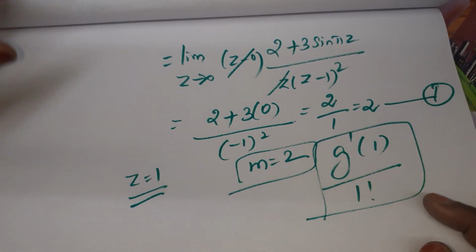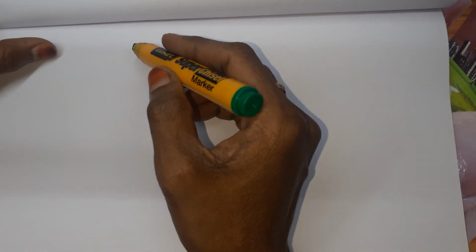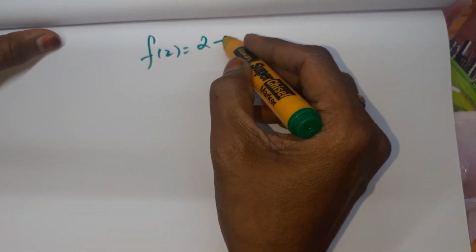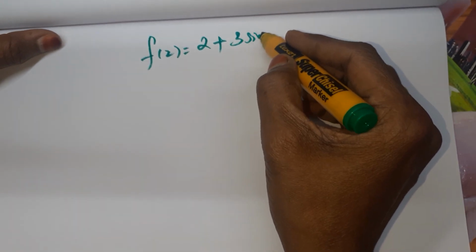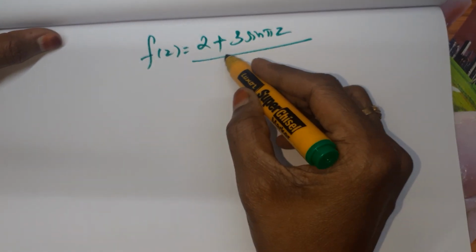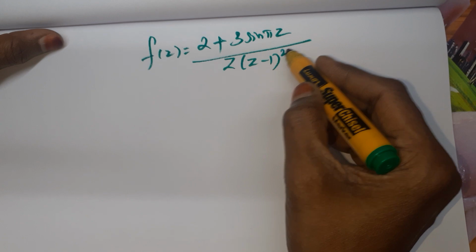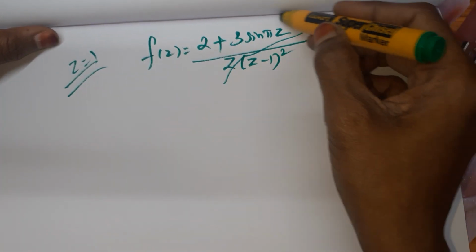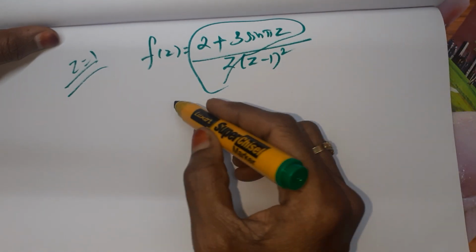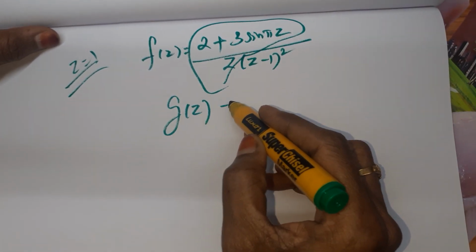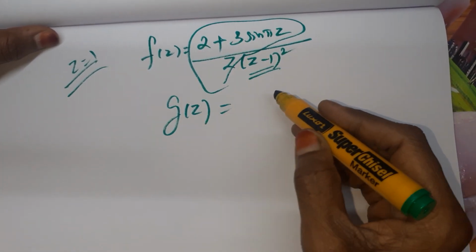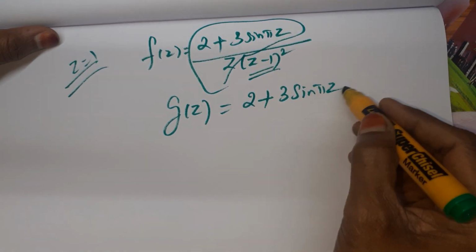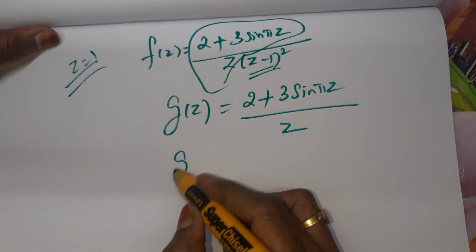First, we see what G of z is, and next we have to differentiate, right? So f of z is equal to 2 plus 3 sin pi z by z into z minus 1 the whole square. For the pole z equal to 1, we leave out that factor and the remaining terms are our g of z. So g of z is equal to 2 plus 3 sin pi z by z. Now let us find g dash of z.